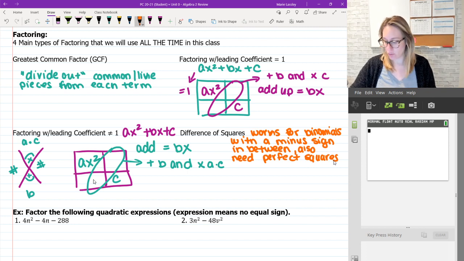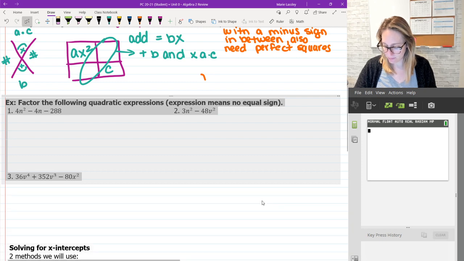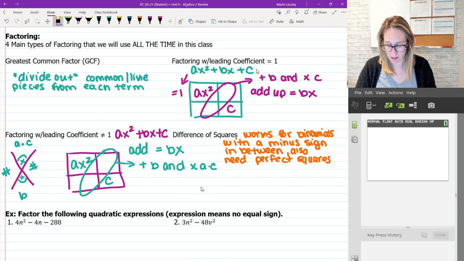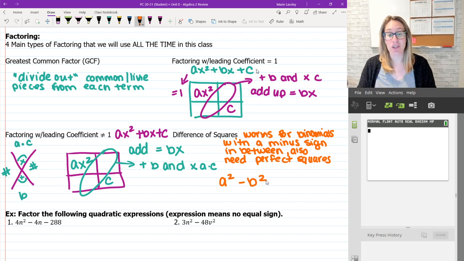So if you have this situation, we'll just use letters right now, and then we'll put numbers in here in a second. So let's say you have a squared minus b squared. If you were doing difference of two squares, this is what you would do. So a squared is a perfect square, and b squared is a perfect square. We have a minus sign in between, and it's a binomial because we only have two terms. All we need to do is set up our parentheses.